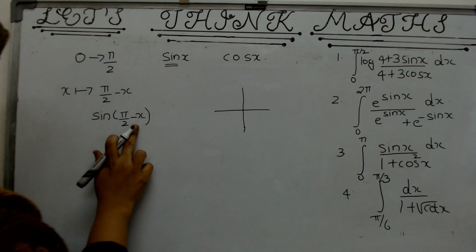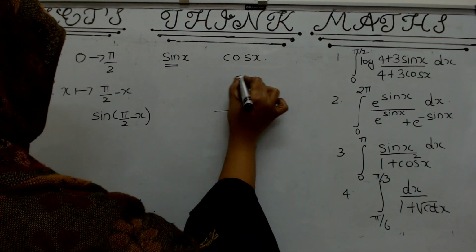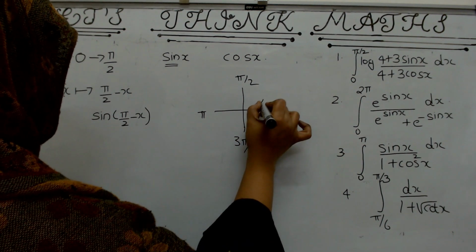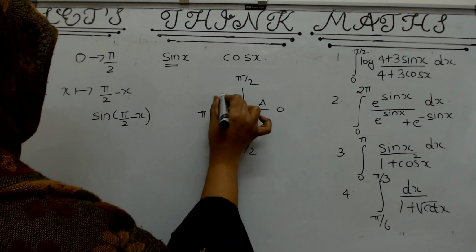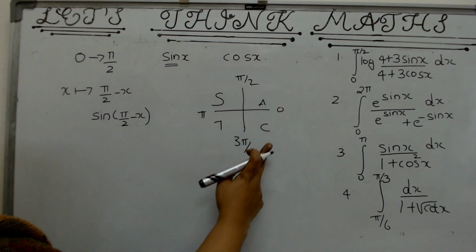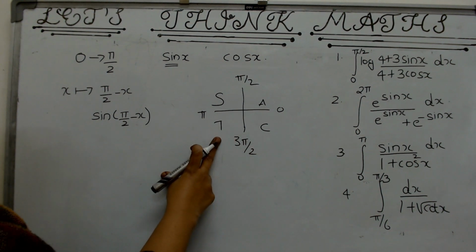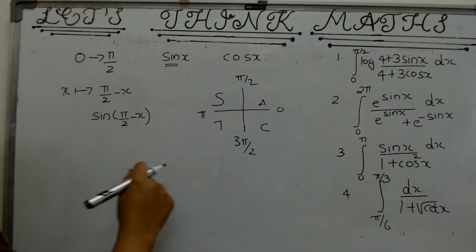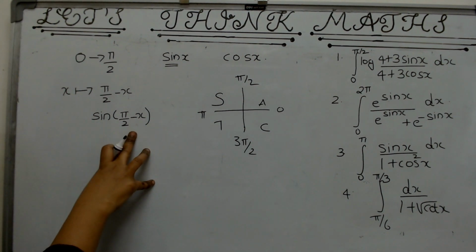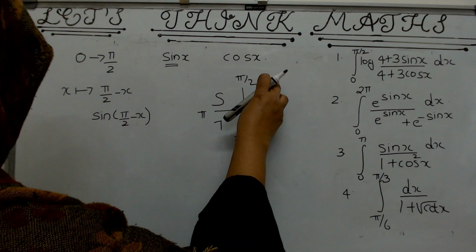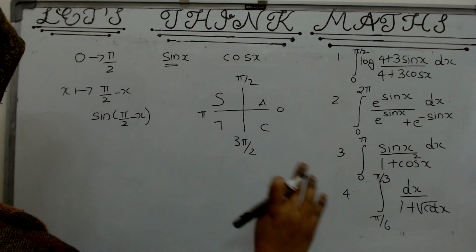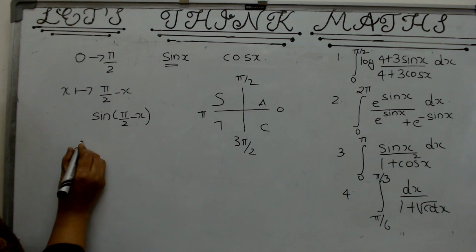How is its sign determined? You have to see where this lies: 0, pi by 2, pi, 3 pi by 2. We used to call it the ASTC chart, which means here in the first quadrant all the trigonometric functions are positive. Here only cos and sec are positive. Here tan and cot are positive. And here the sine values are positive. So now, where does pi by 2 minus x lie? It lies in the first quadrant where all the trigonometric functions are positive. So it is positive.